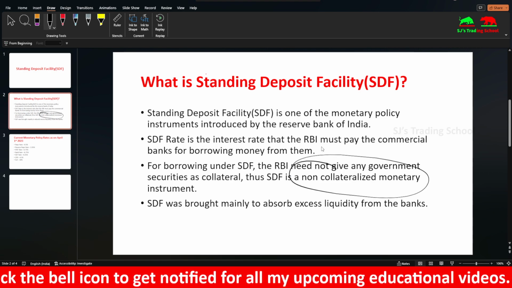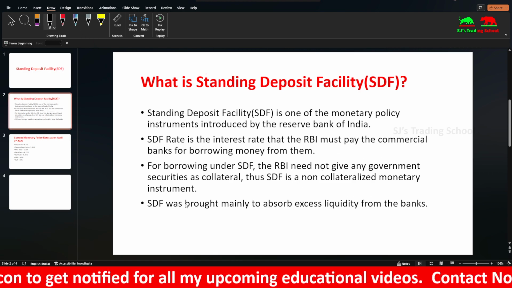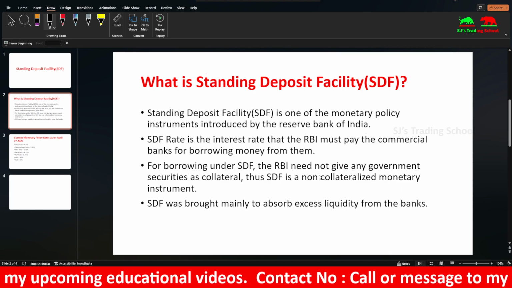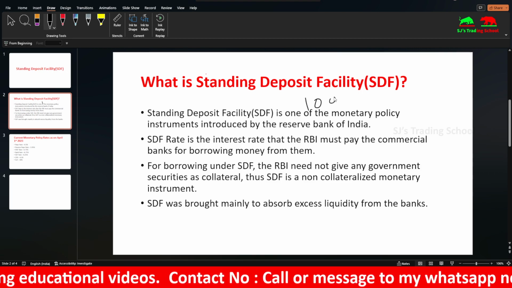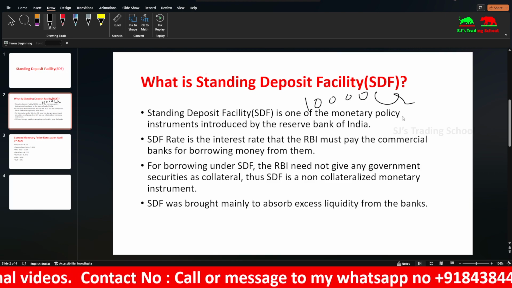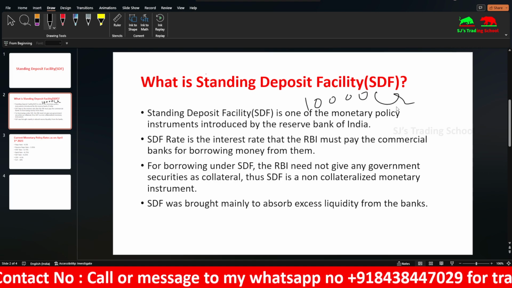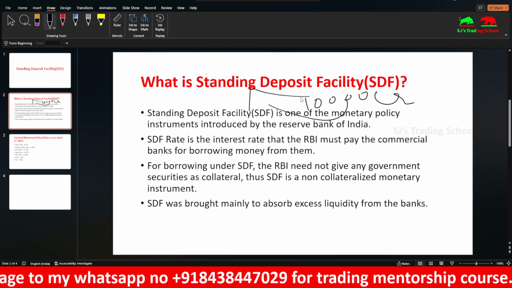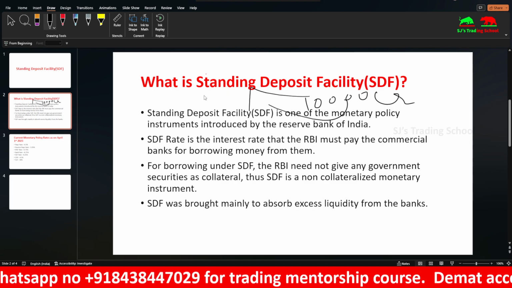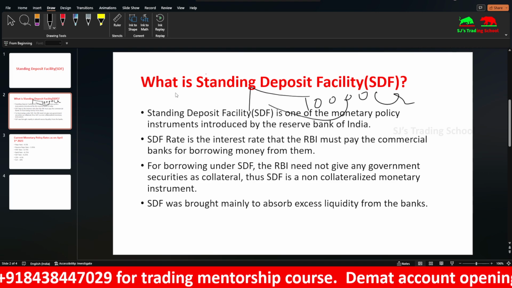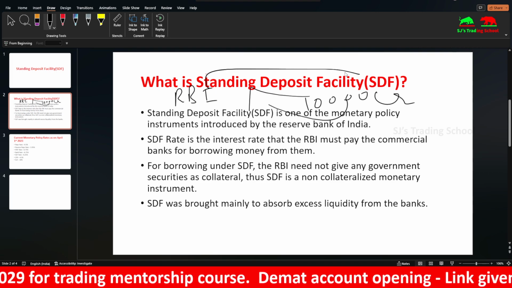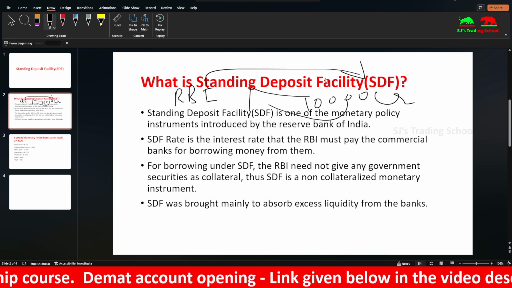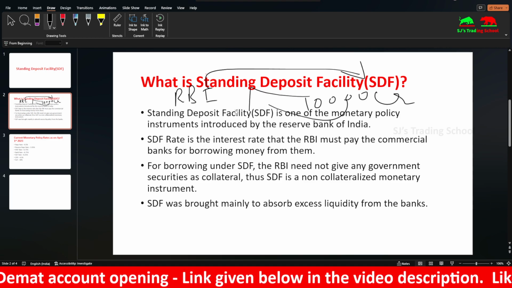So it is non-collateralized. Basically, SDF was brought in to absorb excess liquidity from the commercial banks. Suppose the RBI wants to absorb around 10,000 crore of liquidity from the banks in order to control inflation or whatever it is. If the banks must give this 10,000 crore to the RBI, then the banks must have some benefit. That is why the RBI is paying some interest. In case of reverse repo, it is known as the reverse repo rate. In case of SDF, it is known as the SDF rate.